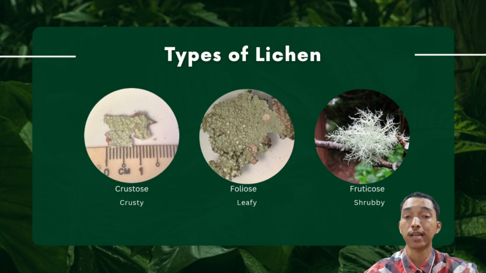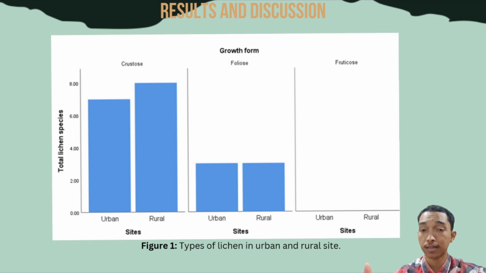There are three types of lichen: crustose, foliose, and fruticose. But only two are present in the study, which are crustose and foliose. There are more crustose type lichen than foliose, and the number of lichen found in urban area is higher than rural. This is because in urban areas, crustose lichens are often more prevalent compared to rural areas.